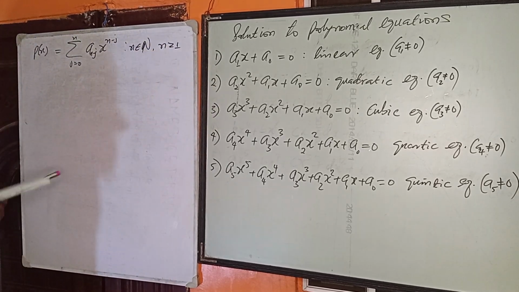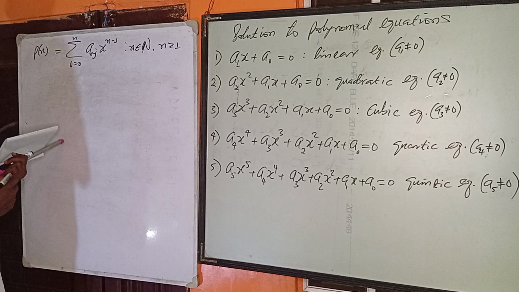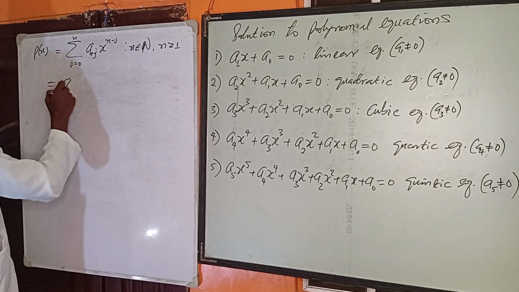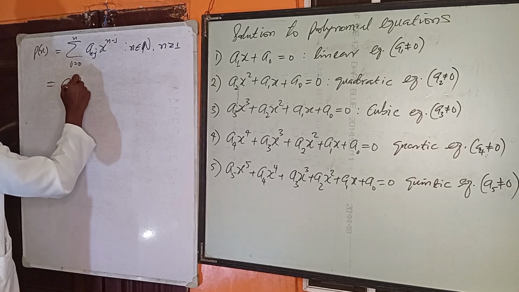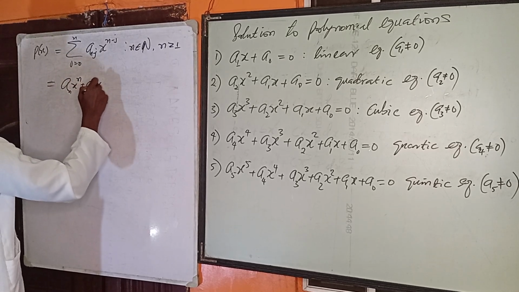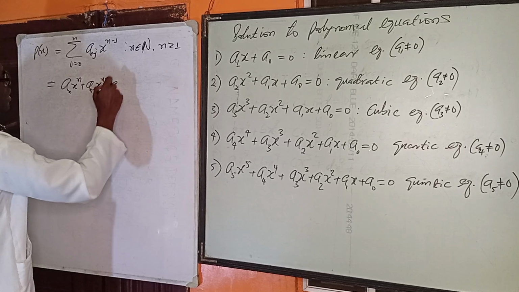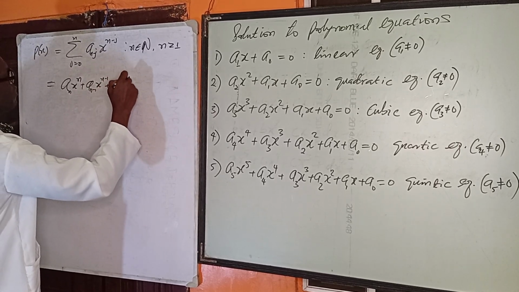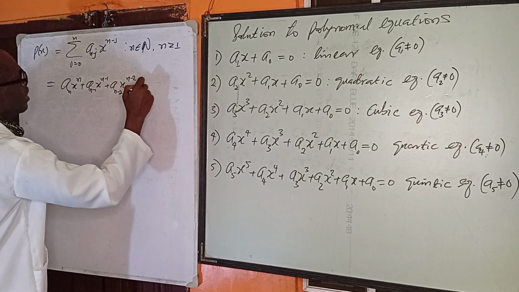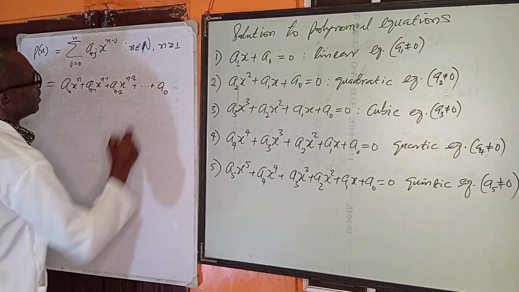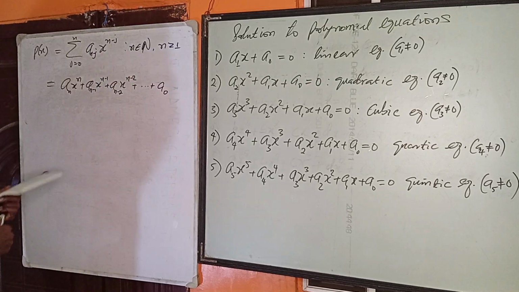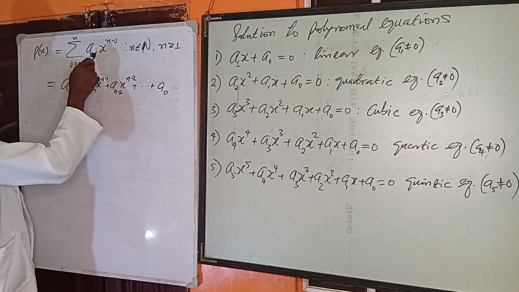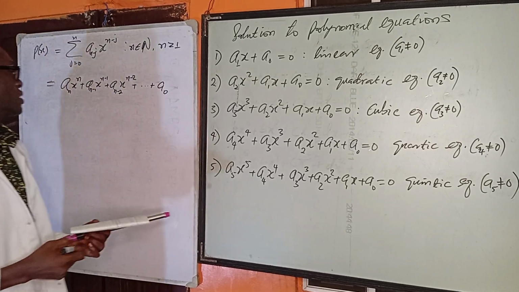Okay. Now, we can expand this further. If we expand this further, we'll have a_n x raised to the power n plus a_(n-1) x raised to the power n minus 1 plus a_(n-2) x raised to the power n minus 2, and so forth till you get to a_0. Now the x here is the independent variable, where the a_(n-j)'s are the coefficients of x.